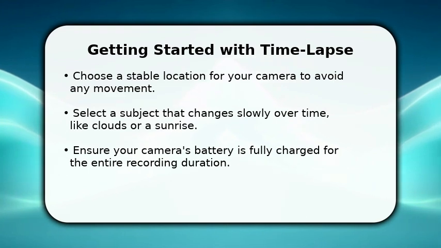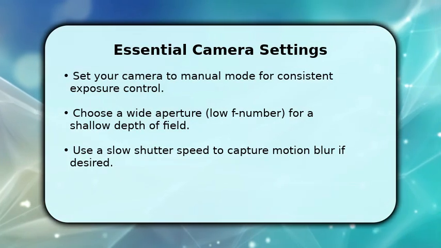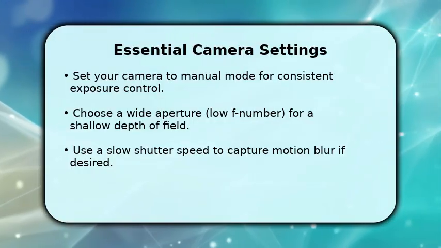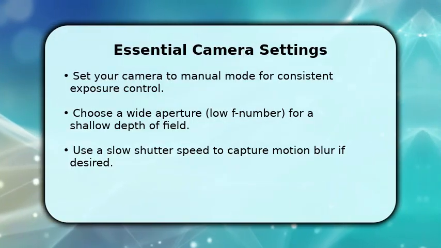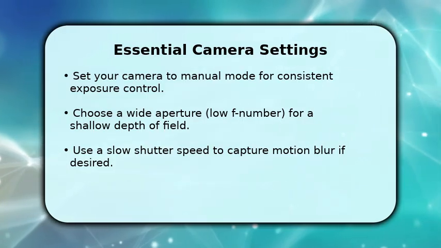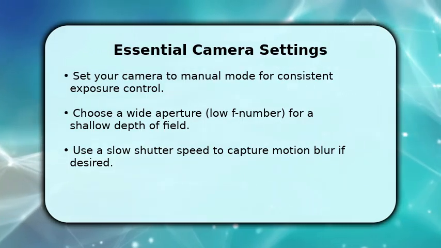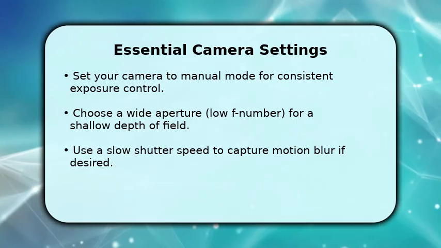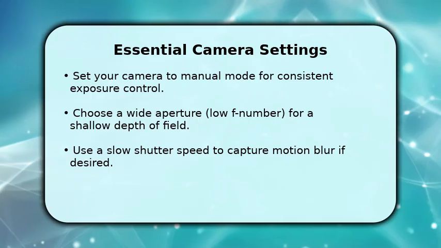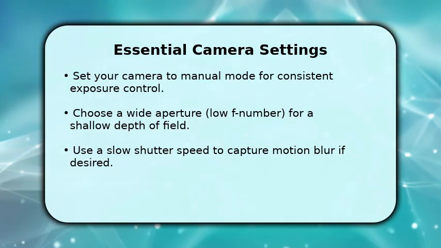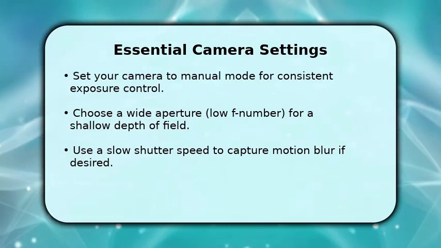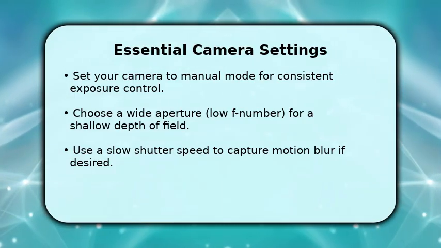Now, let's dive into camera settings. Switch your camera to manual mode to maintain consistent exposure throughout your time-lapse. This prevents flickering in the final video. Select a wide aperture, like f/4 or f/5.6, to control depth of field. For a smooth look, consider a slightly slower shutter speed, perhaps 1/50th of a second, to introduce a subtle motion blur. Always set your white balance manually to avoid color shifts.